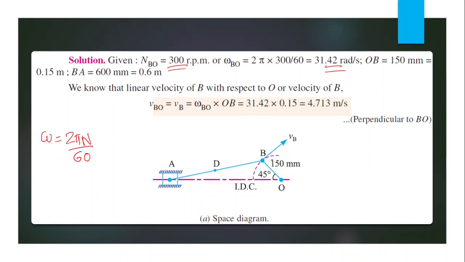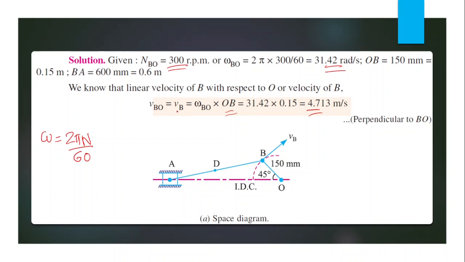Then linear velocity of this point B with respect to O is equal to omega BO, angular velocity of link BO into OB. OB is the length of that crank. That's equal to 4.713 meter per second. We have already derived this equation.